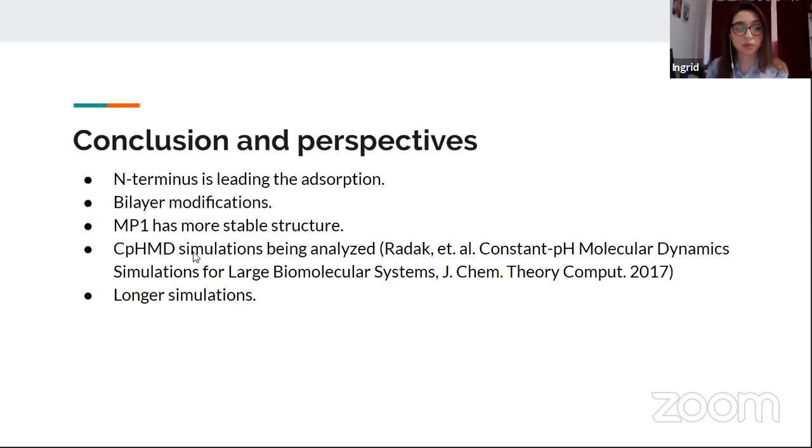I did some constant pH simulation with the method by Radak, published in 2017. And I have also extended the simulations to see if the HMP1, in some time, gets adsorbed, just like MP1. I don't know if this is what happens or if it's a matter of time. So I extended the simulation.